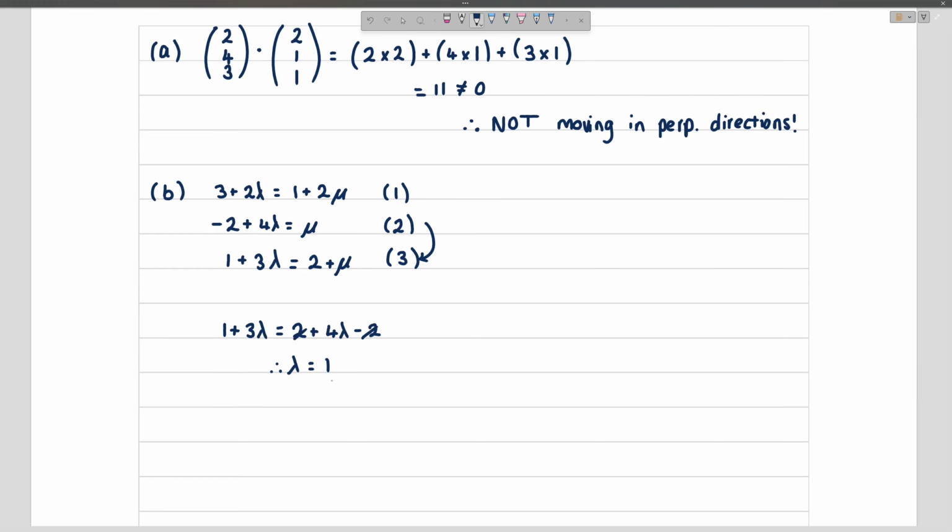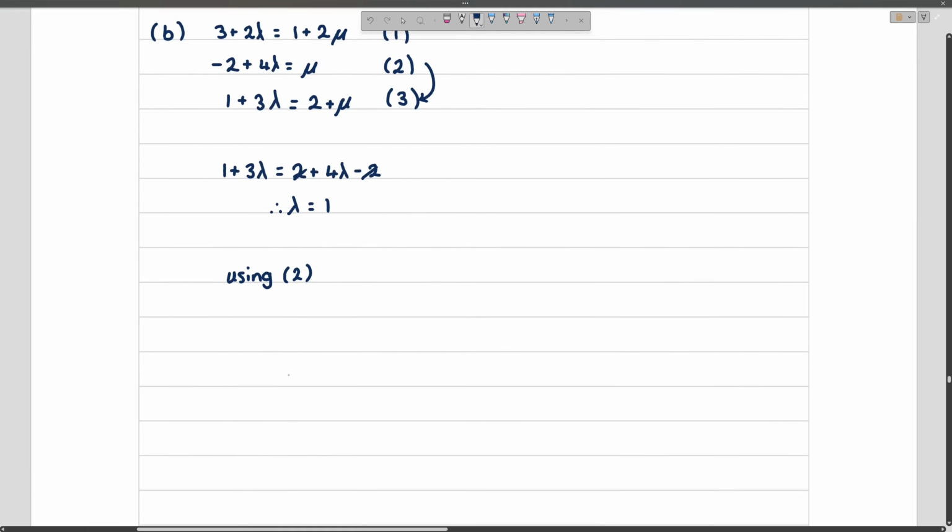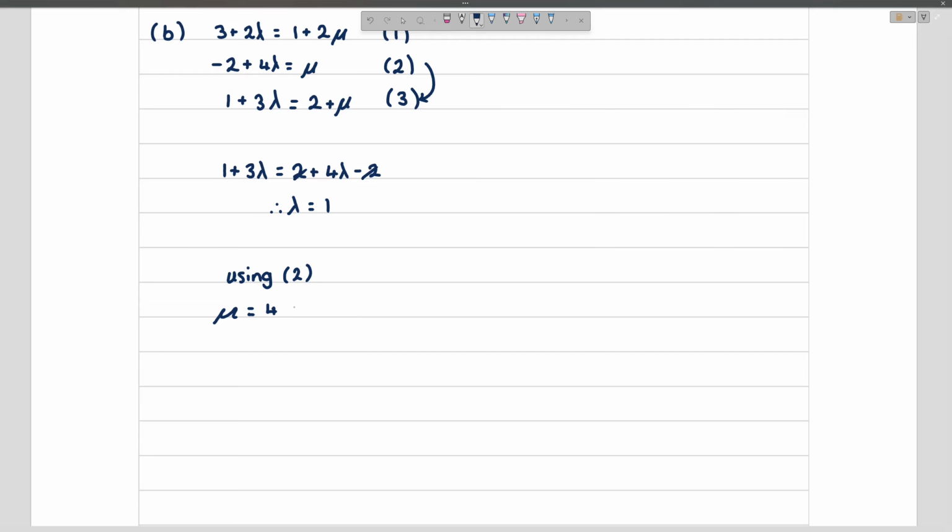And if we know the value of λ, we can now easily solve for μ, just using equation 2. So using equation 2, μ is equal to 4λ, so that's 4 lots of 1, which is 4, minus 2, giving us 2. So in that case, λ = 1 and μ = 2.